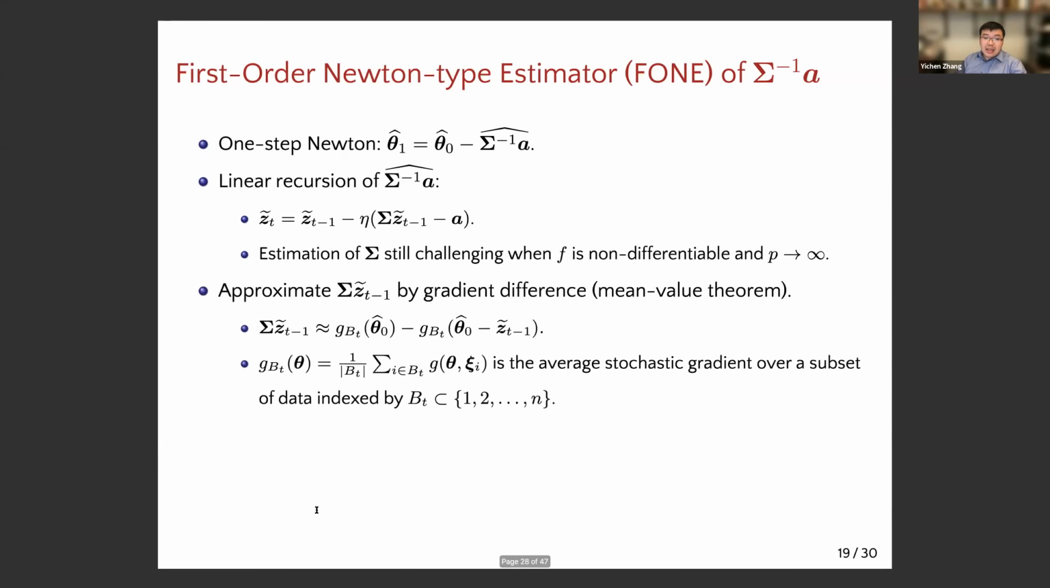So instead of using the sigma, we approximate the sigma z tilde by a gradient difference. Simply by the mean value theorem, we can replace the sigma multiplied by z by a gradient difference as long as we have a good estimator of the gradient. Here B_t is a subset that creates a good enough estimator for the gradient, and we use that to approximate sigma z tilde.